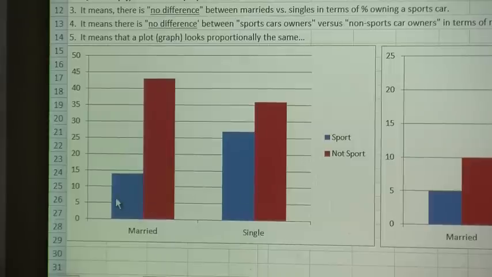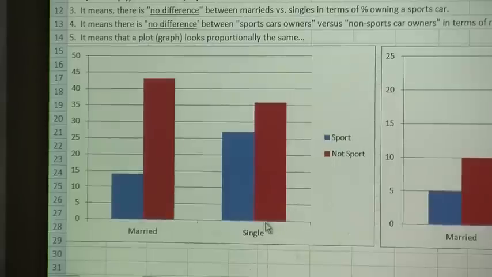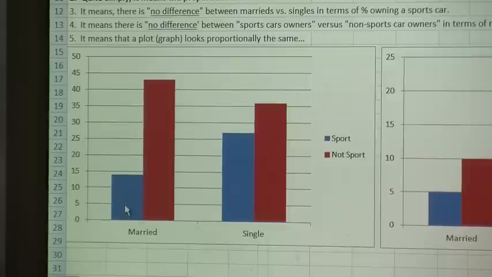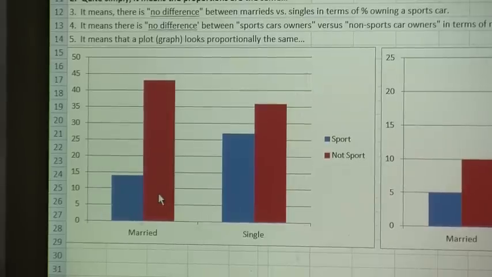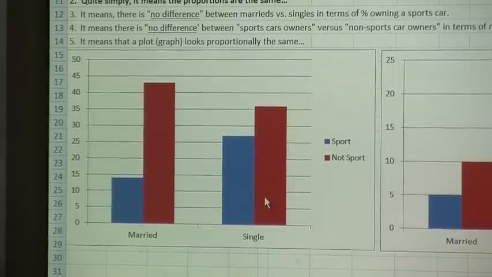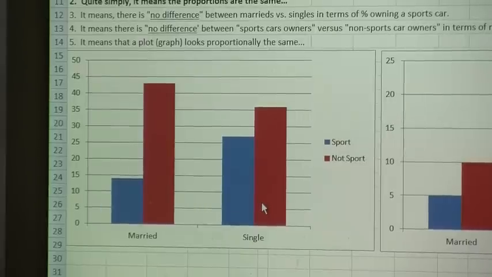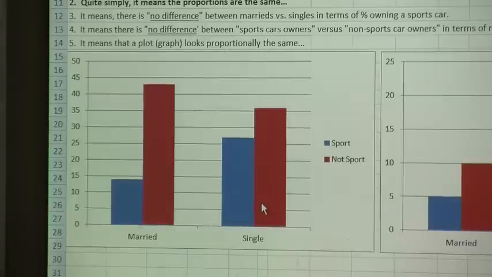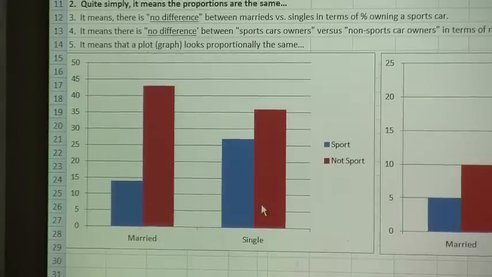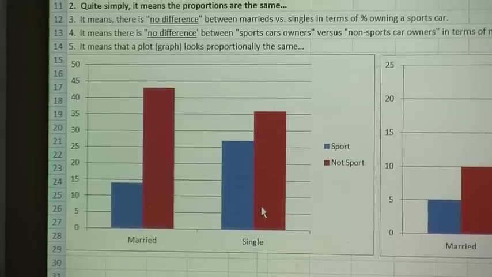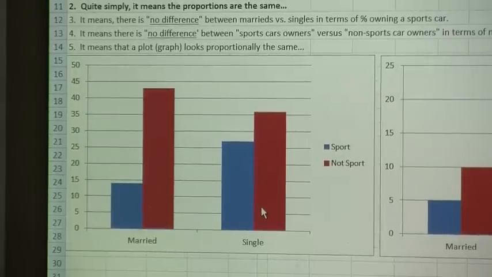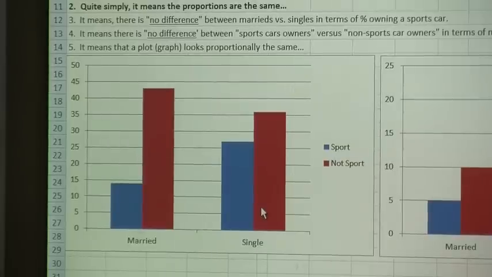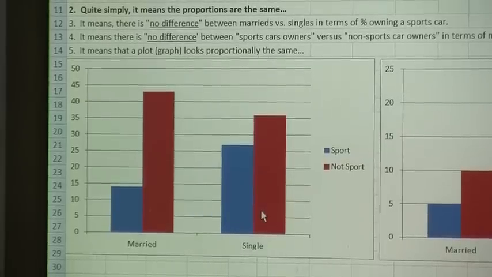compared to the proportion of single people who own a sports car. If in this graph these two bars proportionally were about equal to these two bars, then that would give us strong evidence, even though we haven't run the chi-square test yet, that our two variables are not related to one another. So now in the next mini lecture, we'll actually run the chi-square test. We'll run it a couple of times and look at the output in a couple of different ways. Thank you.